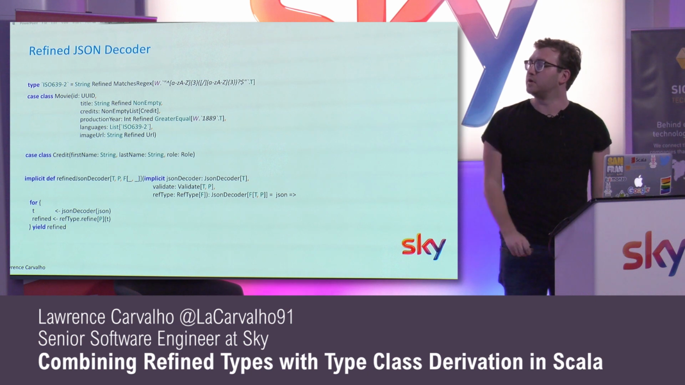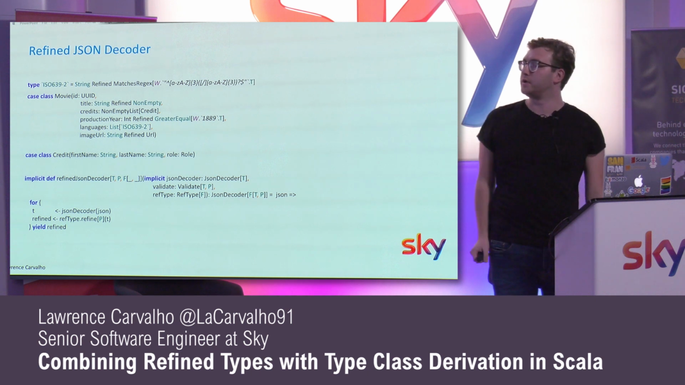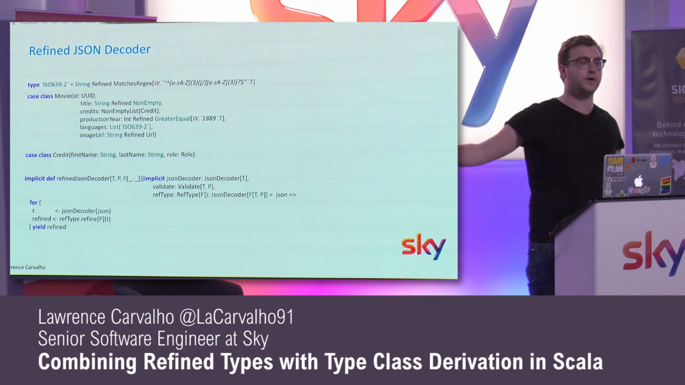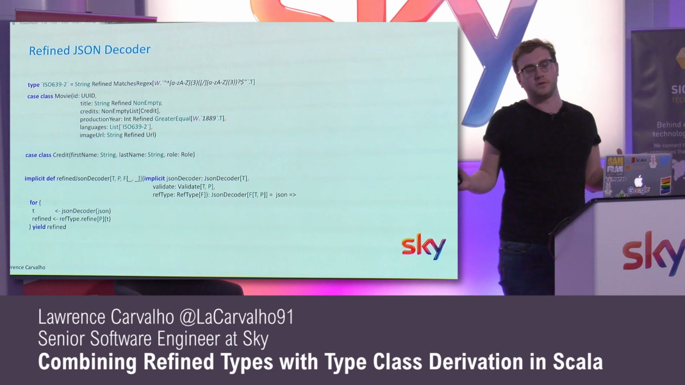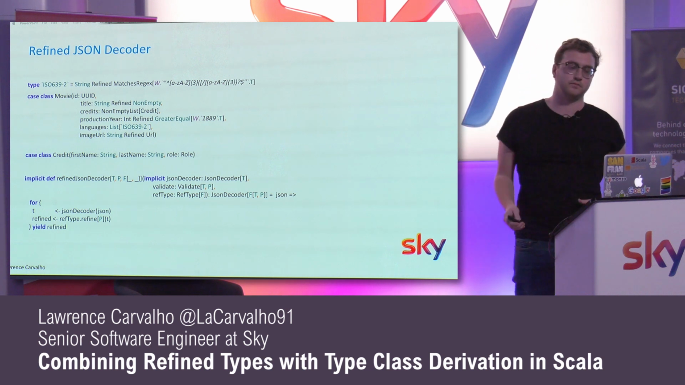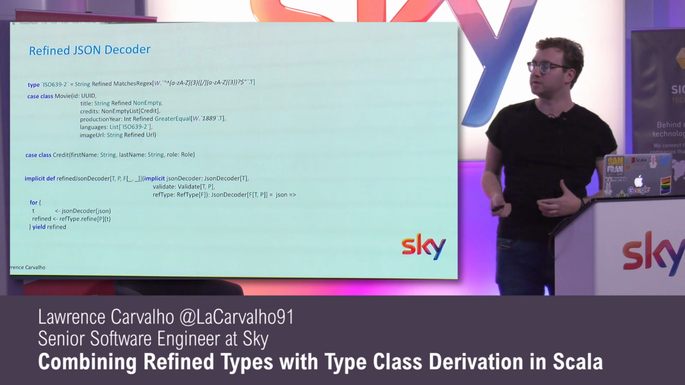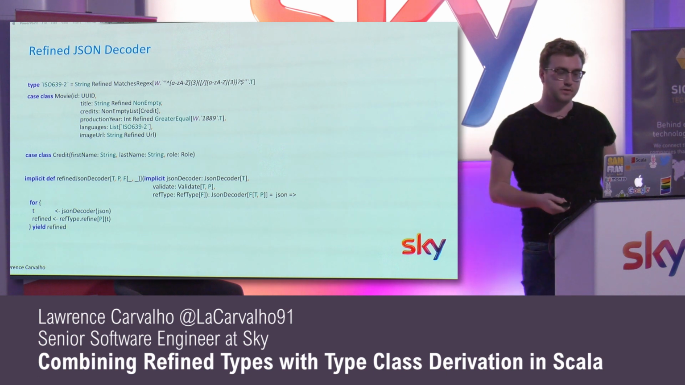And here I'm just calling my JSON decoder and then refining that type. And this type class instance for refined works for any refinement. That's how easy it is. So it's so easy to add refinement support to your type class.